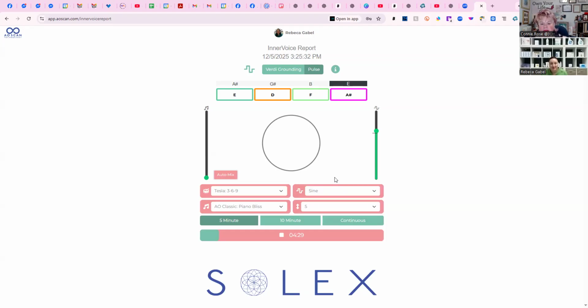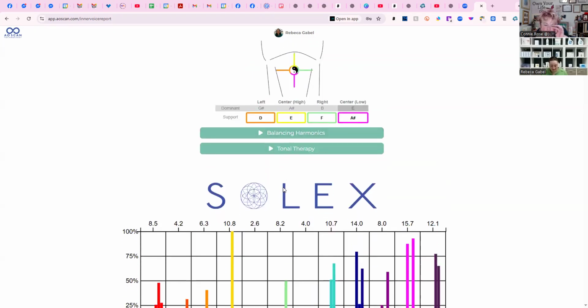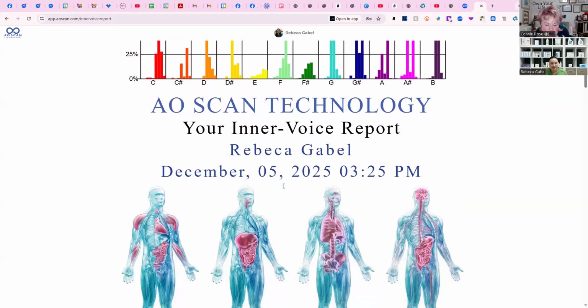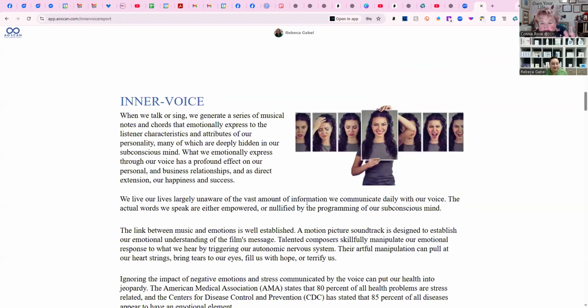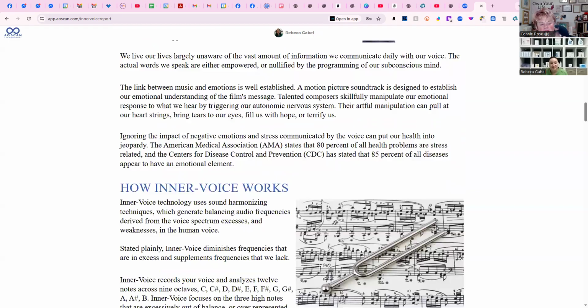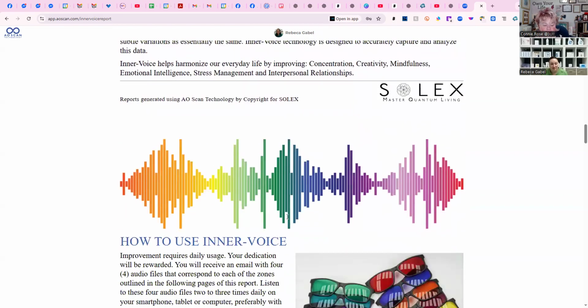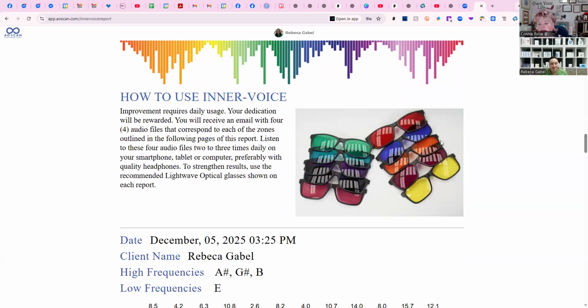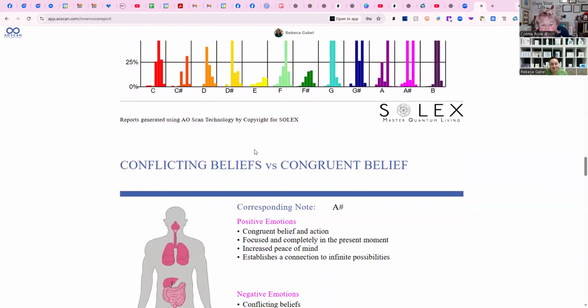Okay. Now, I'm going to scroll down and I'm going to briefly go over the reports and how to read the reports. So they're going to get a PDF and they're going to have all this information about InnerVoice, about how it works, how to use InnerVoice, talks about color therapy. That's why there's the different colors, because everything's a frequency. And then here's the chart again. And then here's our report.